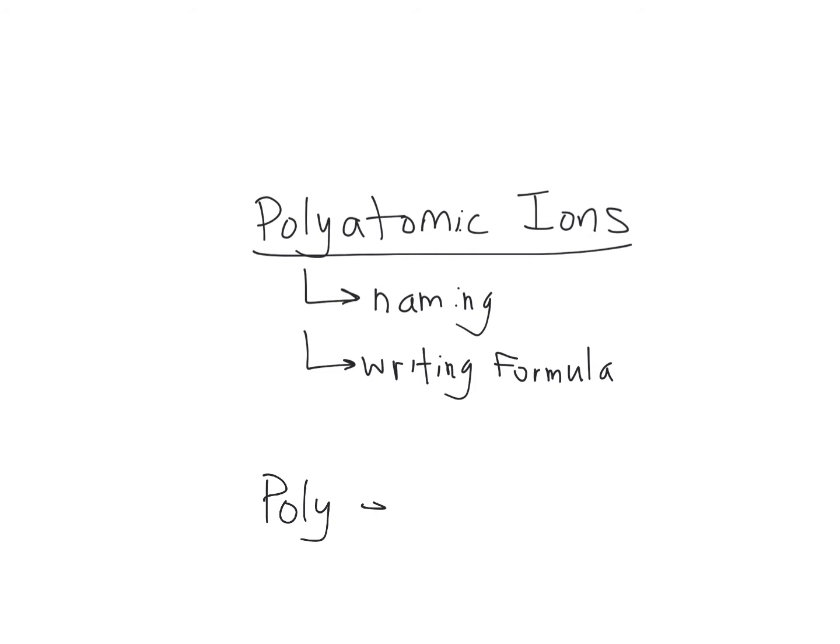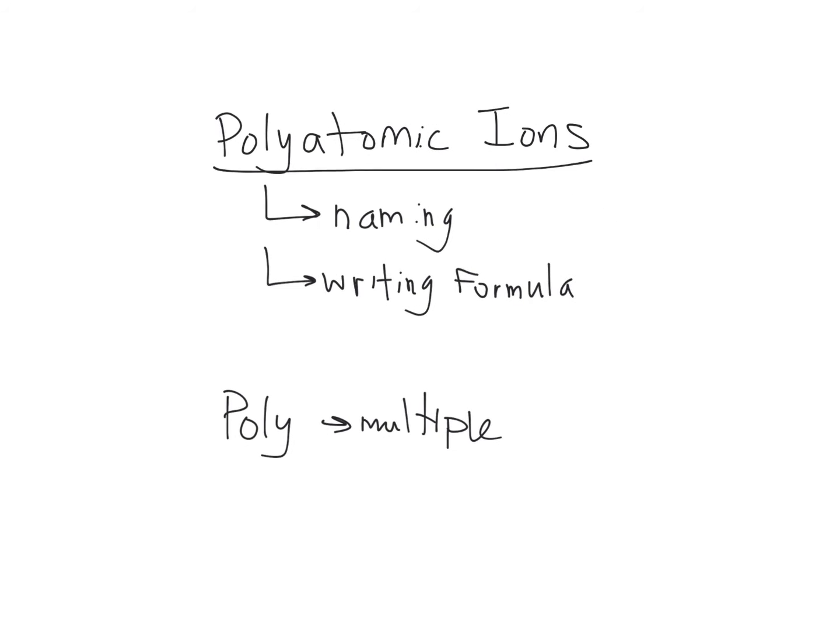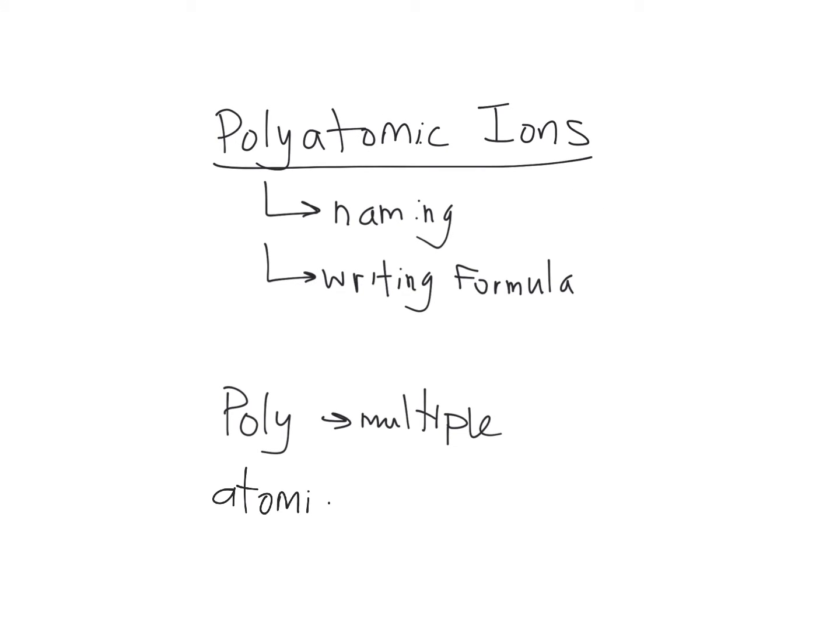So once again, let's break down what this word means. Poly meaning multiple, and atomic meaning atoms. And well, ions are charged particles. So in this lesson, we are talking about ions with multiple atoms. Previously, we had discussed atoms or ions with only one atom, or only one element, I should say. So for example, Na+, that's an ion, but there's only one element involved. Cl-, that's an ion, but there's only one element involved.